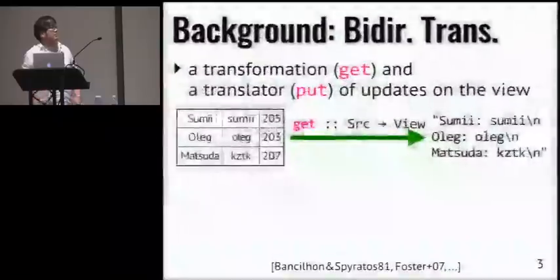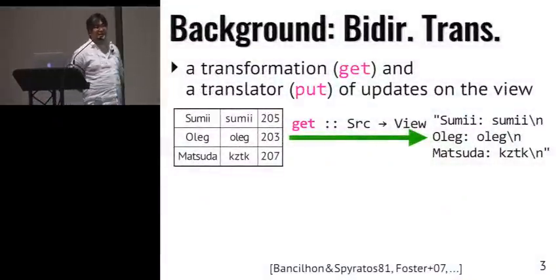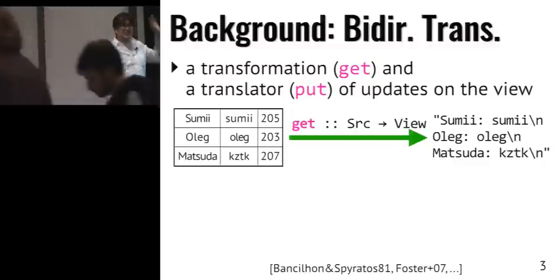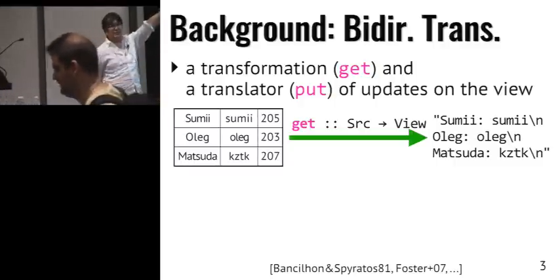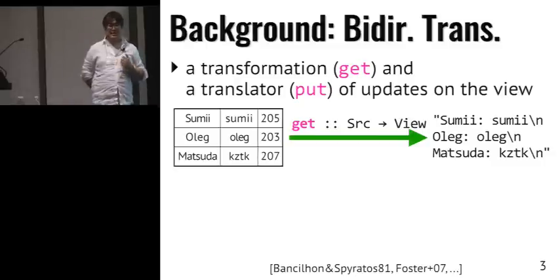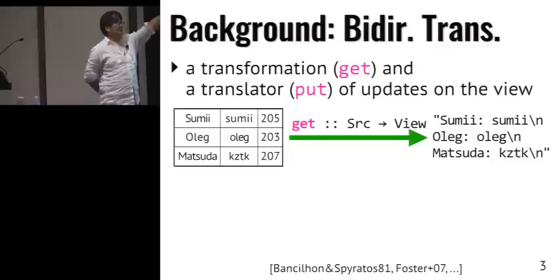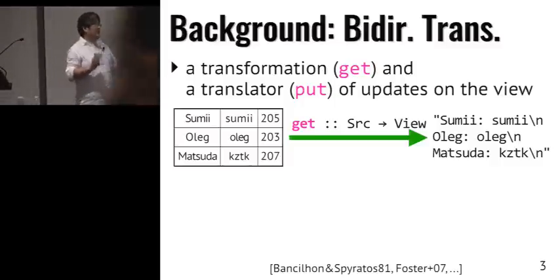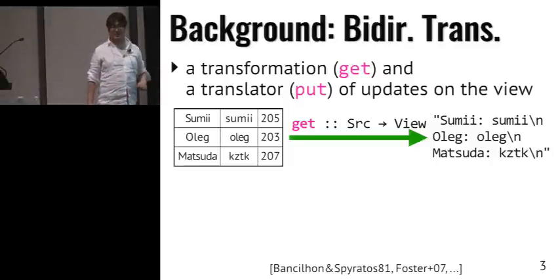That is, bidirectional transformation. A bidirectional transformation is a pair of functions called get and put. I use an example to explain it. Assume that we have a table containing laboratory members, with names, account names, and room numbers. And assume that we are only interested in the names and account names, and transform this data to that data. So get is just an ordinary function like this transformation.